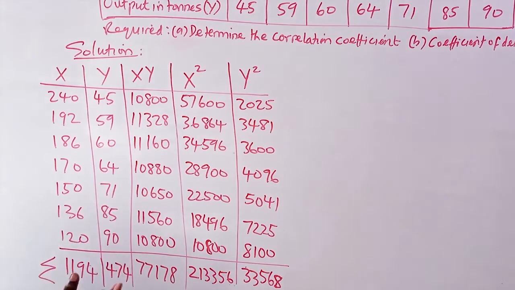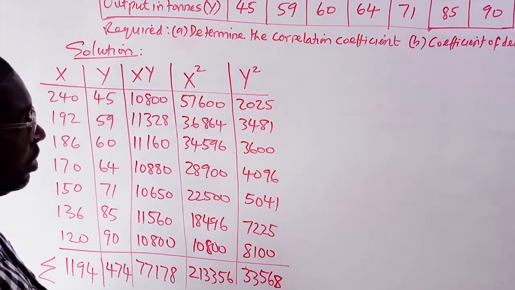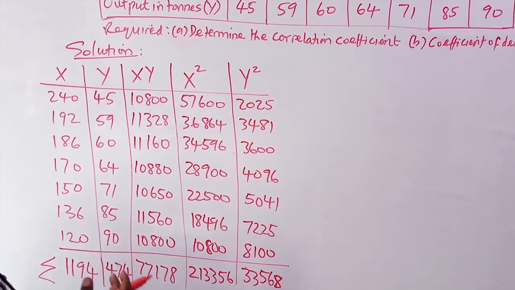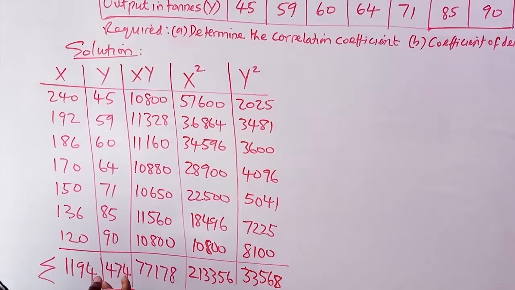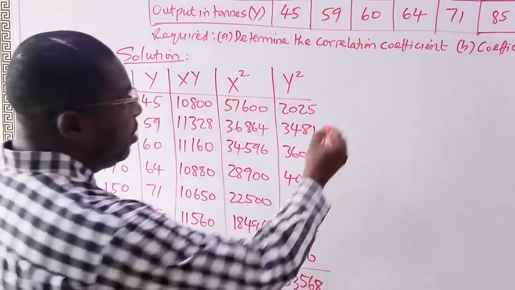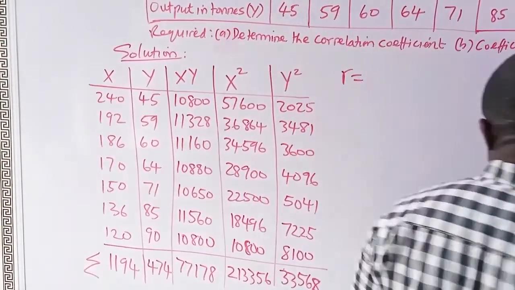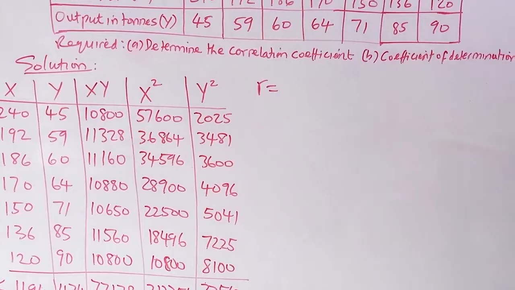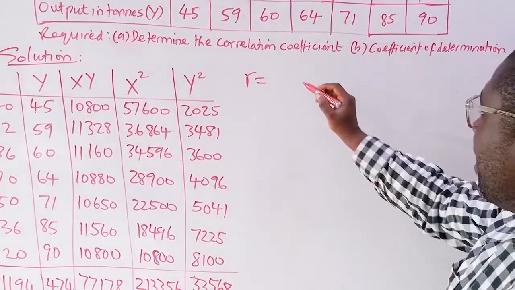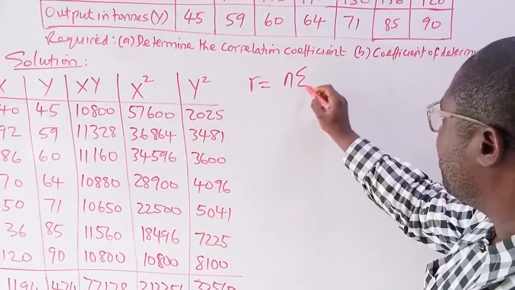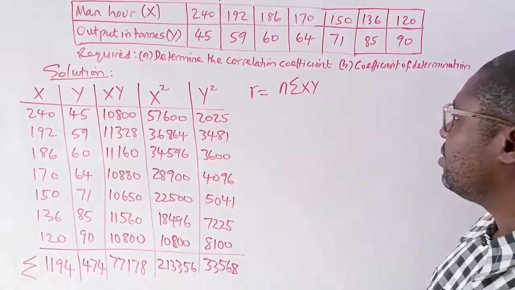From here, we will now determine the correlation coefficient represented by R. And we have the R here. So let's write the formula. Can you remember the formula? The formula is N summation XY.